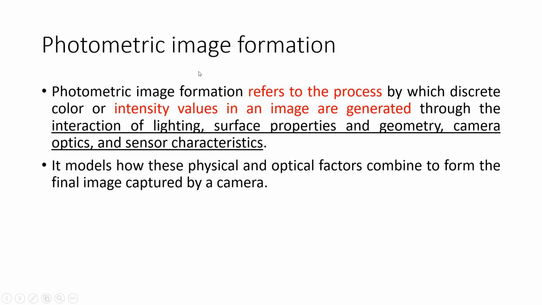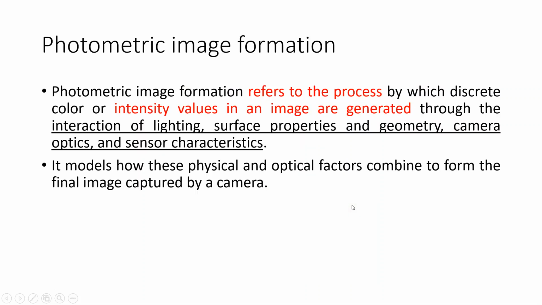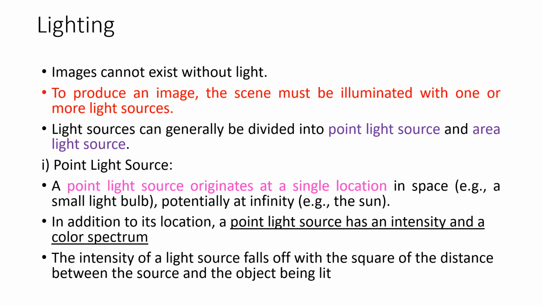The definition of photometric image formation is that it is nothing but the process to generate the intensity values in an image by the interaction of light, surface properties, and the camera optics and sensor characteristics. So it is comprised of three things, as I said earlier: light, surface, as well as the camera and its sensors. First, let us see about lighting.